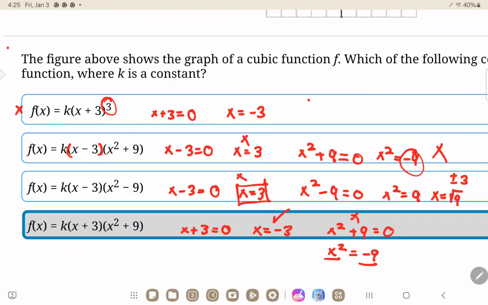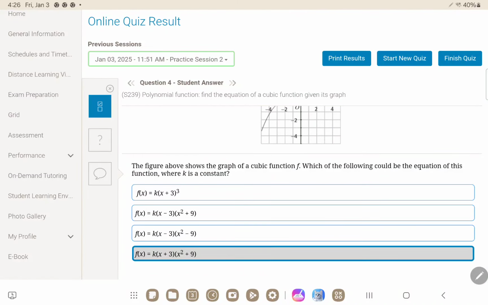So we only have one real root, which is -3. So it ticks off all our requirements or what we need to find the answer. So this is the correct answer. Moving on.